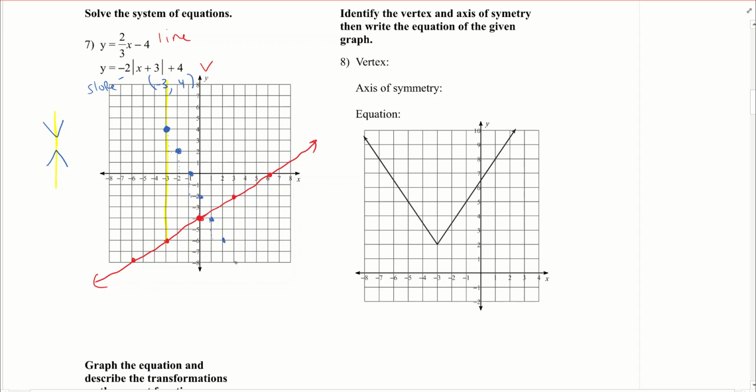and down 2 over 1. And that's the right half of the V. Just remember the other half is symmetric, so it's just these same points but reflected across that yellow line, right? And so this one looks like that.